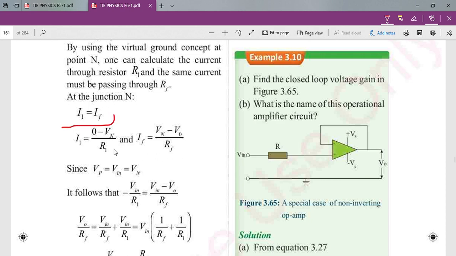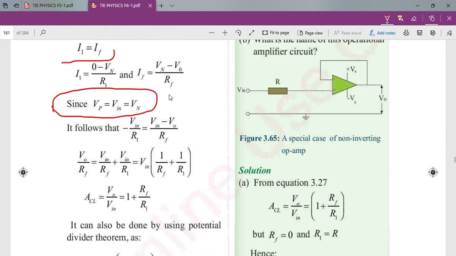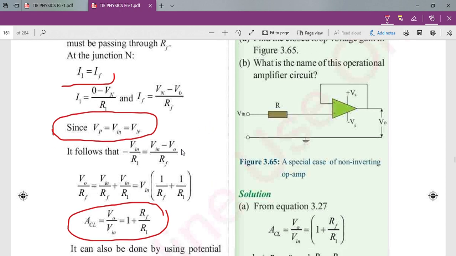But we know Vn is equal to 0. So we will take Vn minus Vn over R1, which is equal to IF, also equal to Vn minus Vo over Rf. Now compare here: for the case of non-inverting, Vp is equal to Vn. So if you arrange, you will obtain this one. This will be our voltage gain. This is for non-inverting.